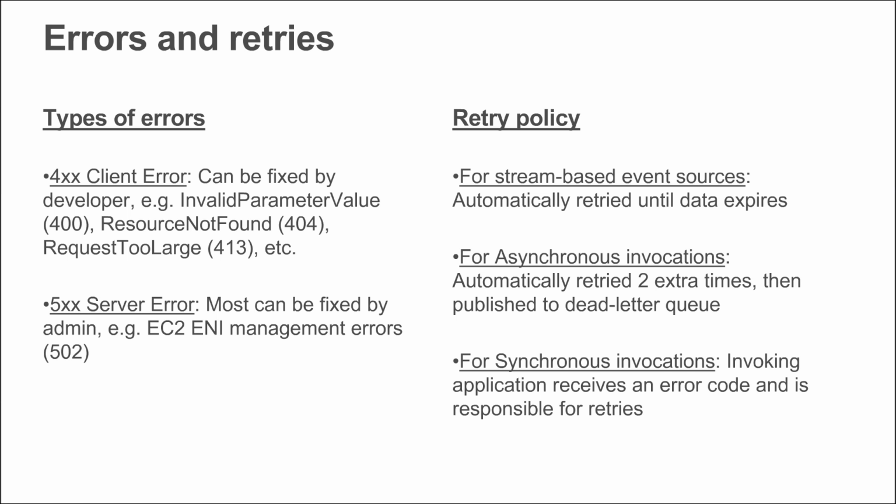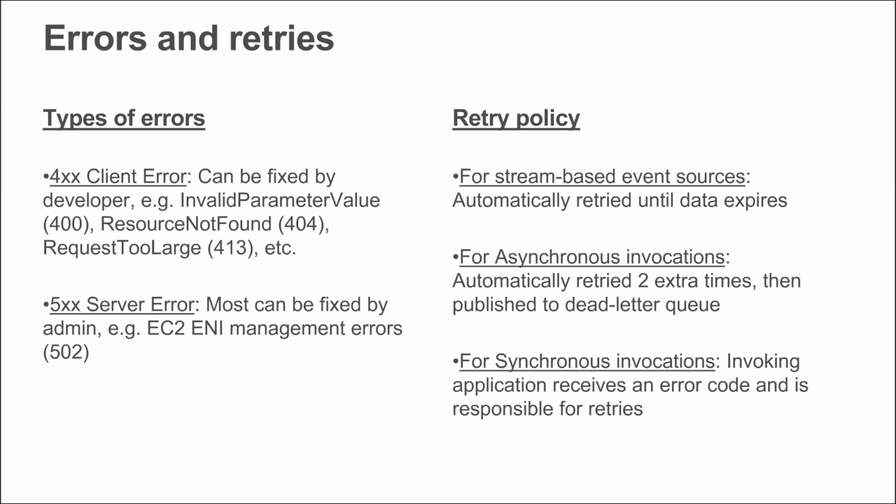Or they could be things like 5xx errors, which are server errors, but could still be fixed by the admin. The most common 5xx error we get is the 502 error, which is an EC2 ENI management error, which you would see only if something goes wrong inside your VPC config of the Lambda function. And this can be fixed by the admin by either asking for more ENI, asking for higher ENI limit, or cleaning up some of your ENIs.